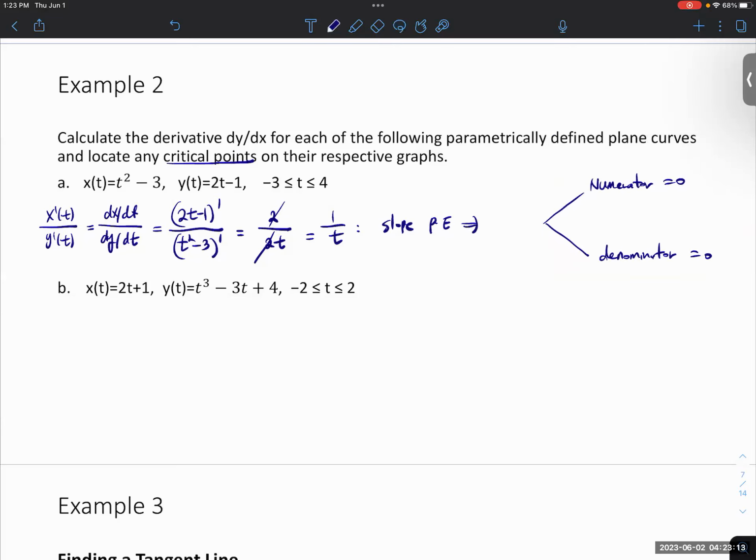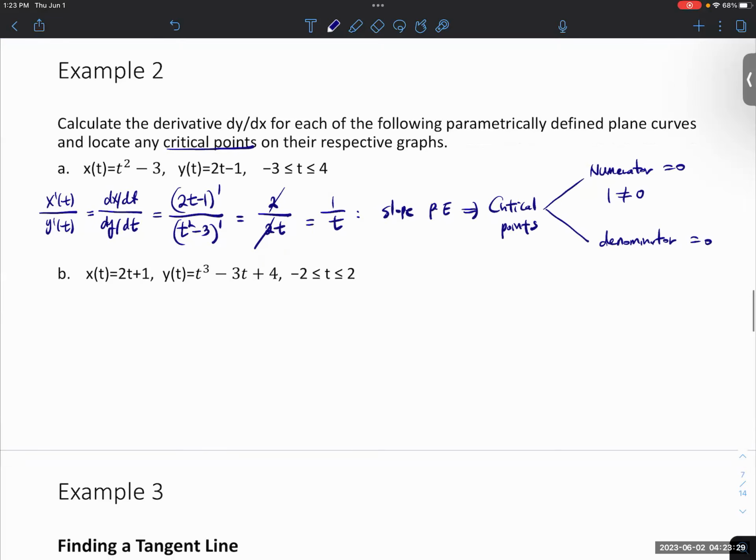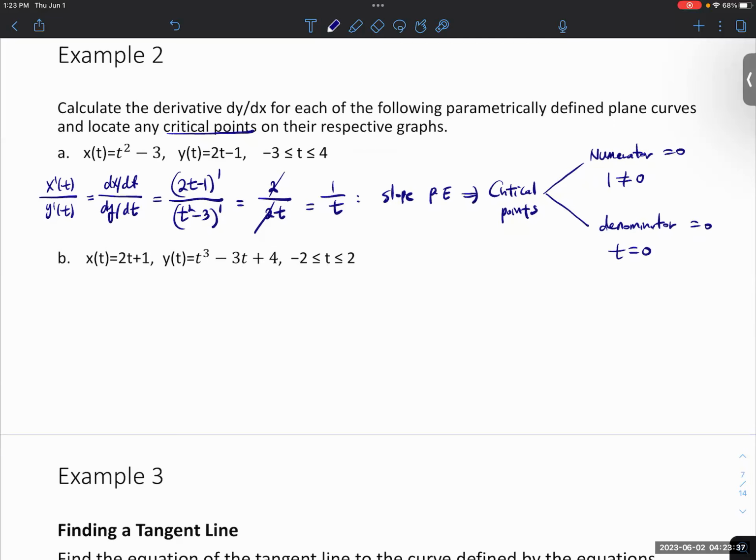So here to find critical points, you're going to set the numerator equal to 0 or the denominator equal to 0. The numerator is already 1, so 1 is not equal to 0, so we cannot do anything with the numerator, but the bottom, t. So t is going to be 0. So we have only 1 t, correct? So let's find the point. So we have only one case, t equals 0.